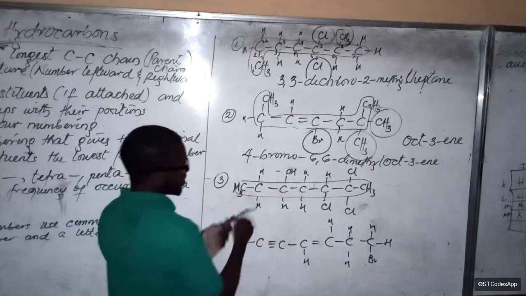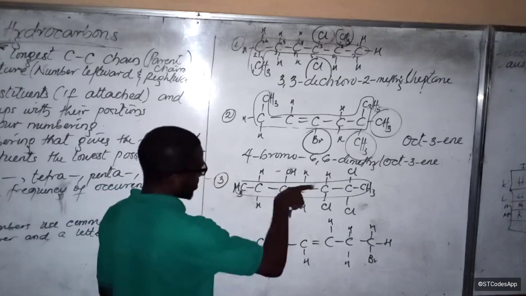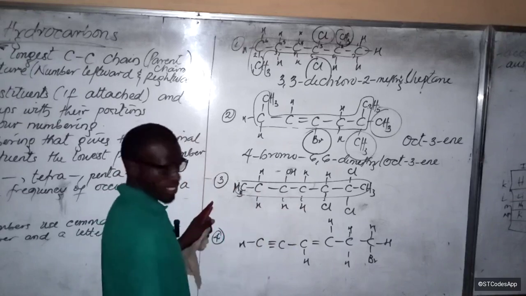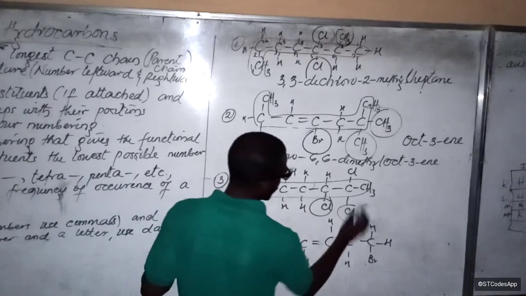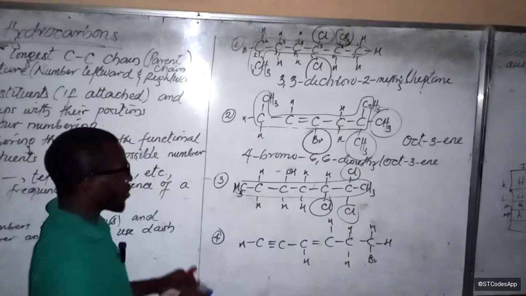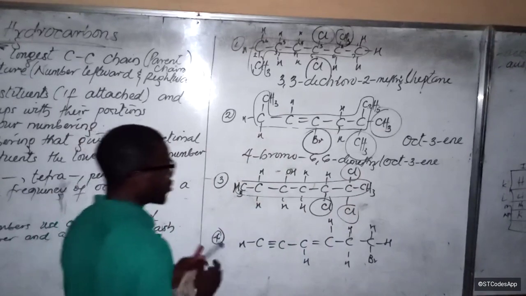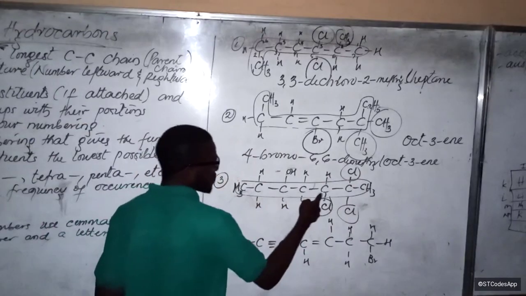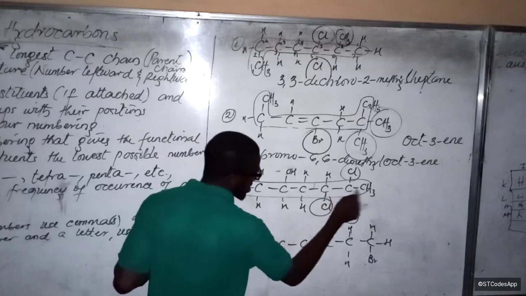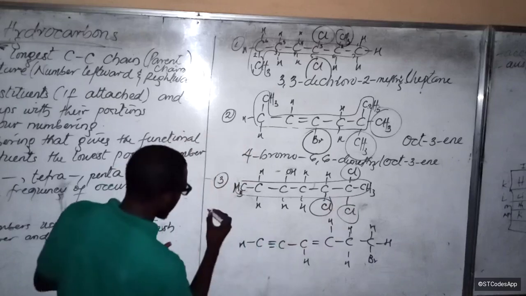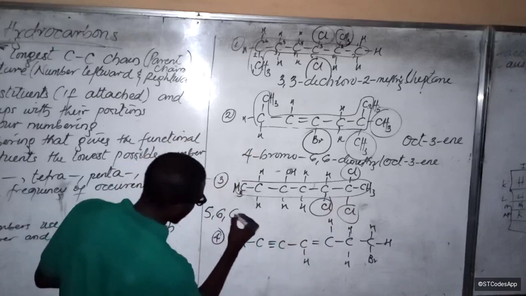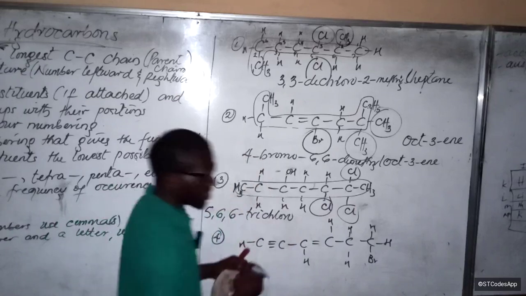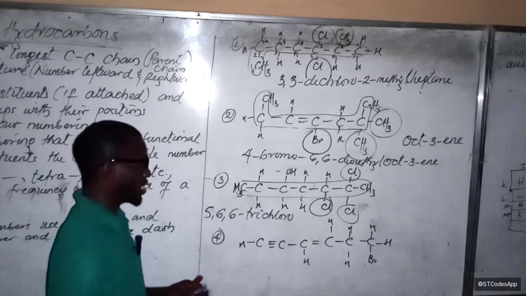So we count from here, from this direction. So we are going to have 1, 2, 3. OH is ol, isn't it? And then the remaining guys will be the substituents. So we have chlorine appearing twice. If you count from here, 1, 2, 3, 4, 5, 6, 6. Is that okay? Because there are 3 chlorines. So 5,6,6-trichloro. Do you get that? Trichloro, because there are 3 chlorines there.